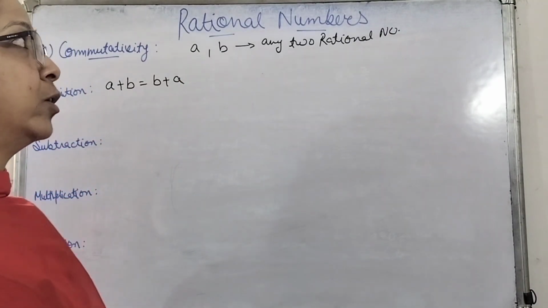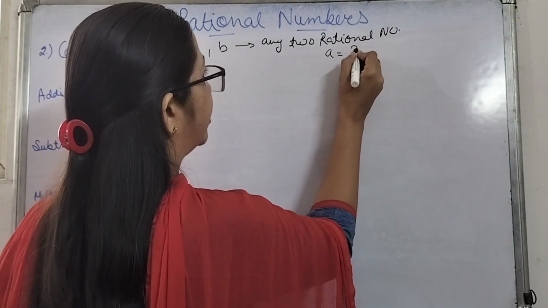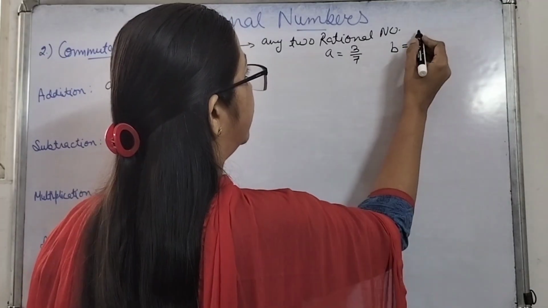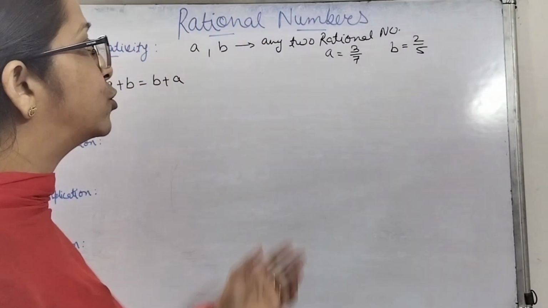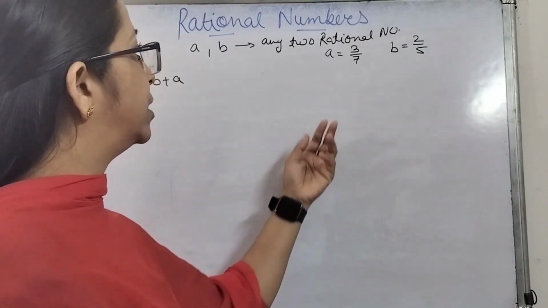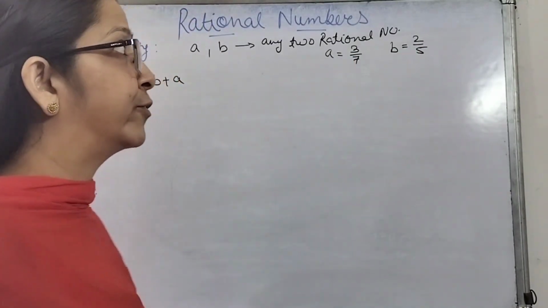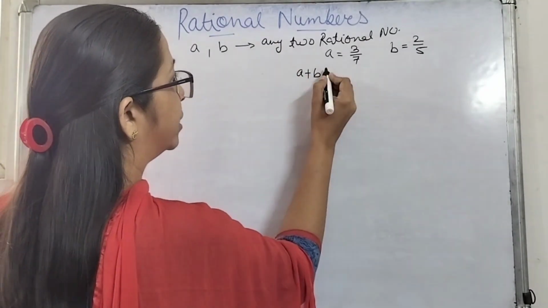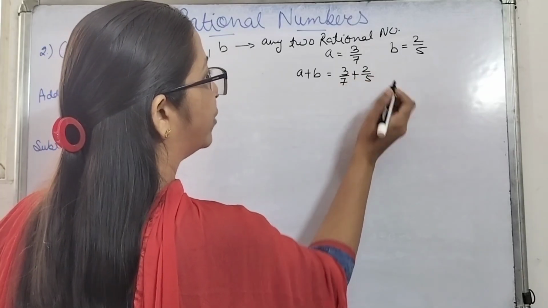Again, we will be assuming, suppose we are taking A as 3 upon 7 and we are taking the value of B as, say, 2 upon, say I am taking 5. So if these two are the rational numbers, one of them is 3 upon 7 and the other is 2 upon 5. So if we add these two, A plus B, in this order, the sum will be 3 upon 7 plus 2 upon 5.